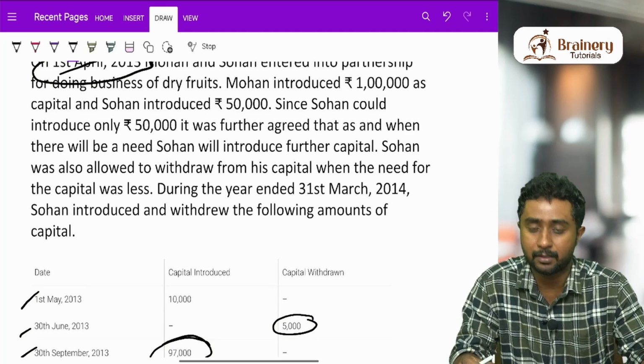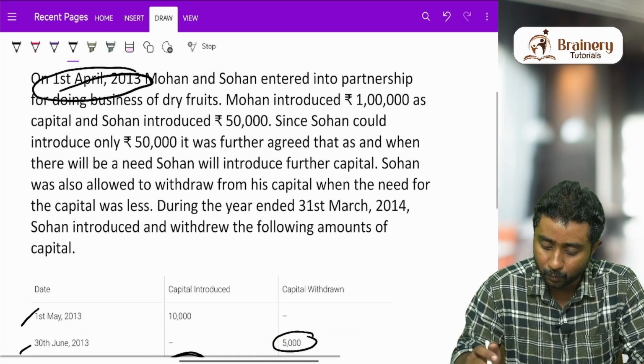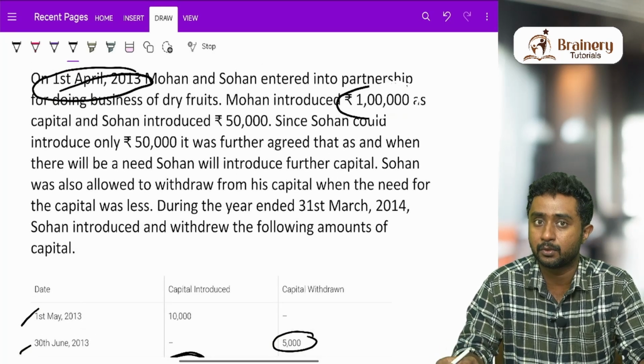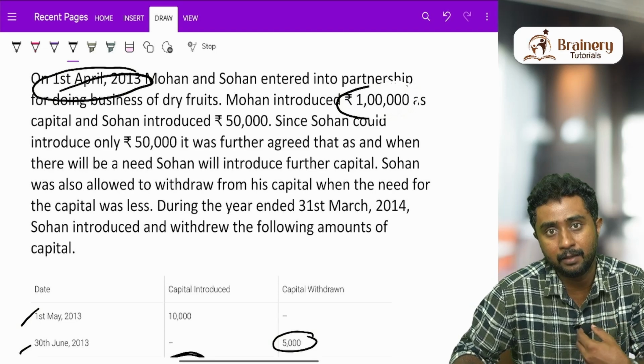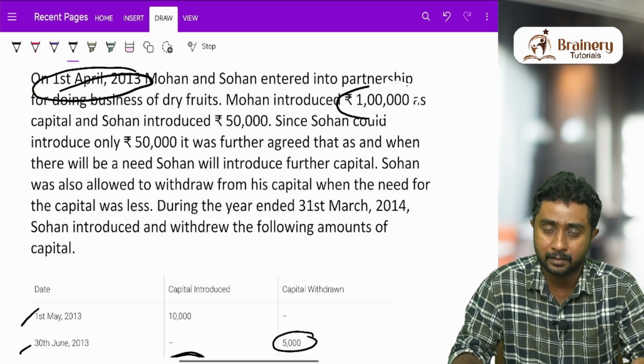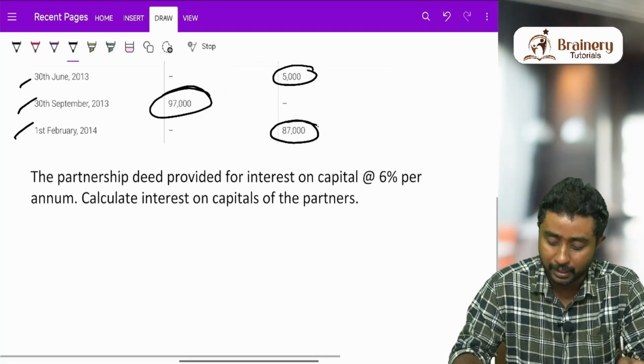The first person's calculation of interest is very easy, as he is only introducing capital one time. 1 lakh is introduced only once. So the calculation is not much difficult. But as the second person is involved in a lot of transactions of introduction and withdrawal of capital, how do we calculate the interest on his capital?